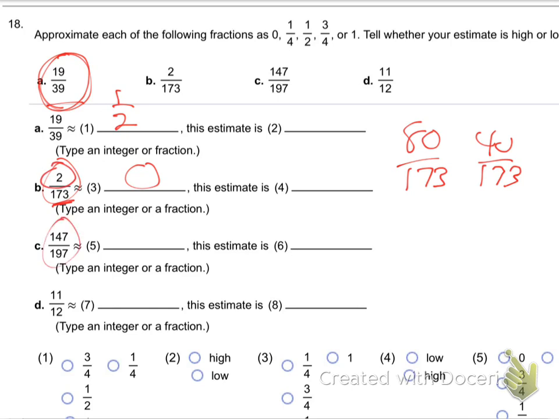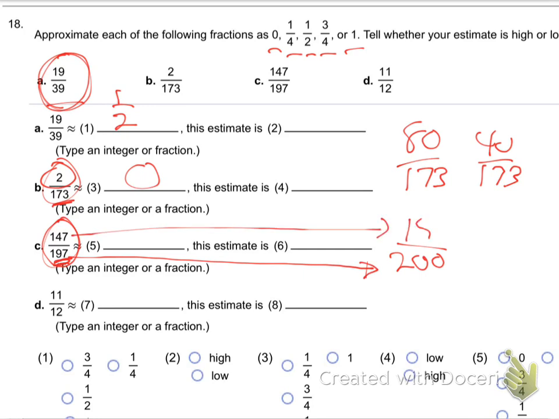How about the next one? 147 over 197. What's that close to? 0, a fourth, a half, 3/4, 1. Yeah, do you see that's pretty close to 3/4? That's more than a half, right? Because 197 is about 200. Just think ballpark. 197 is about 200, isn't it? And 147 is like 150. So if 150 people out of 200 people, that's 3/4. That's really close to 3/4.